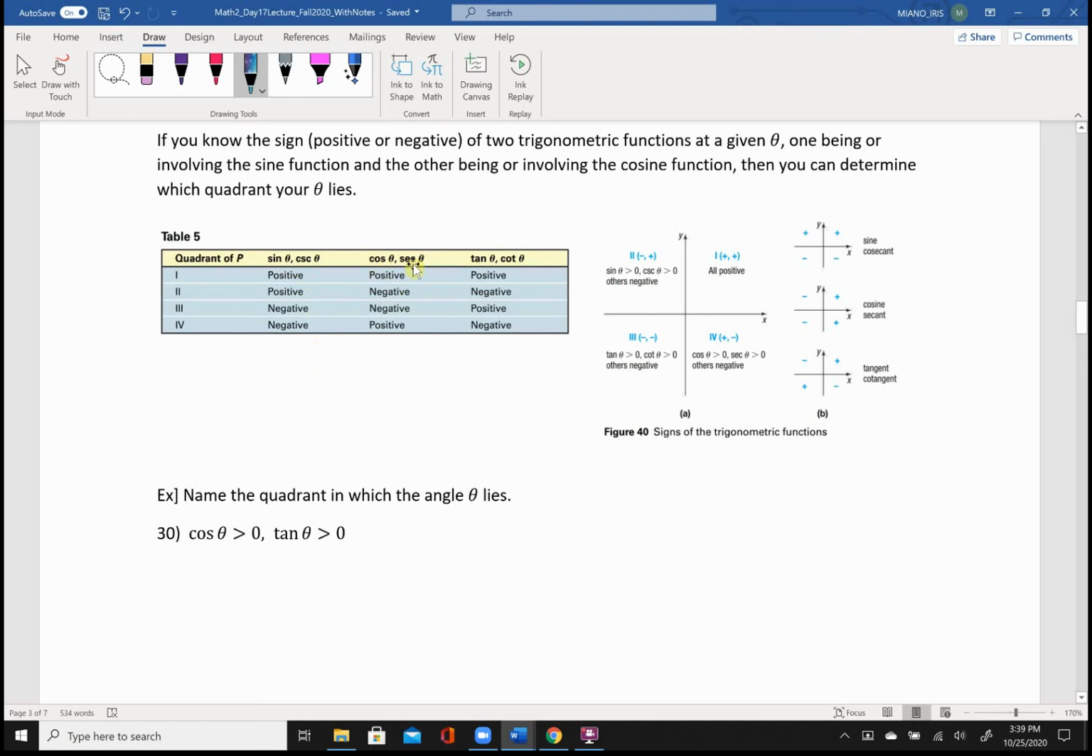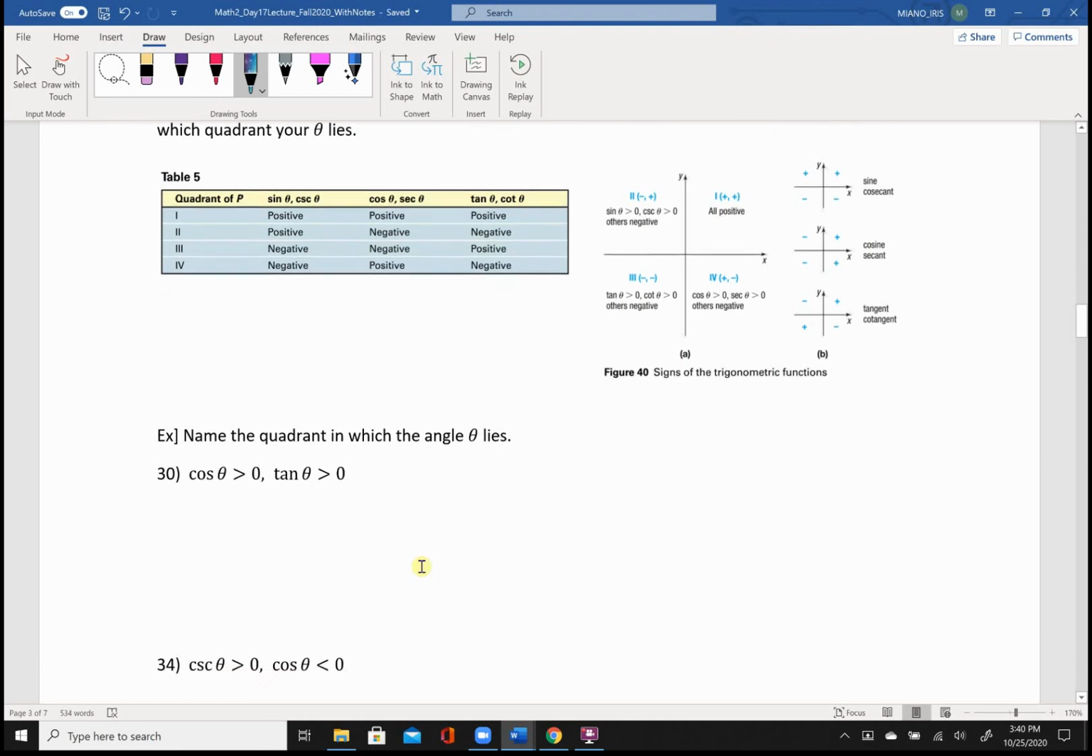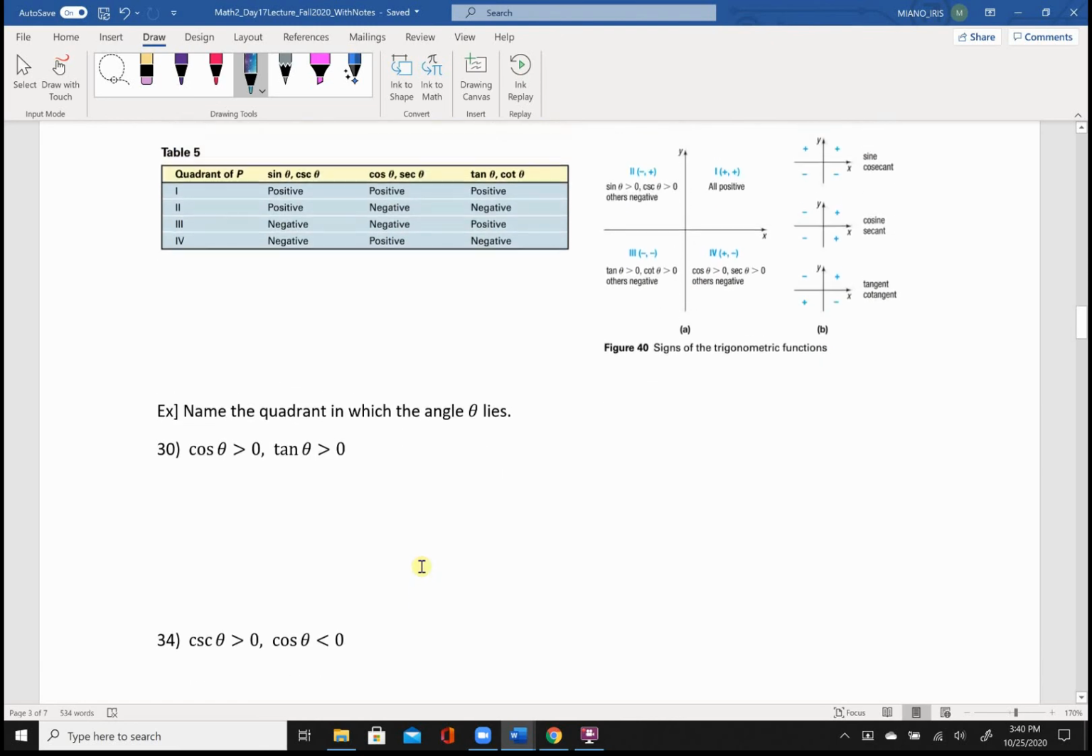The same is true for cosine and secant, because the secant function, remember, is the reciprocal of the cosine, and the same is true in relationship with the tangent and cotangent. Okay, and so here is just a table of this information. Here is a little bit more of a visual representation with the sine, cosecant, tangent, cotangent, cosine, and secant, and when they're all positive. Okay, so there you have it. So let's take this information and implement a few examples.